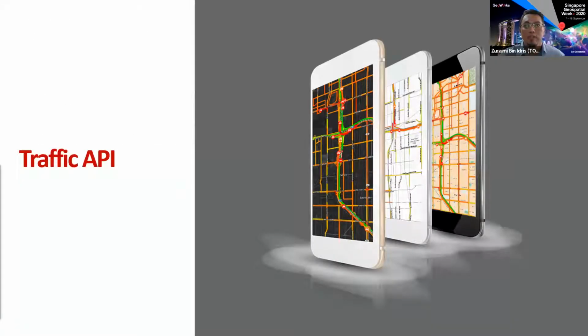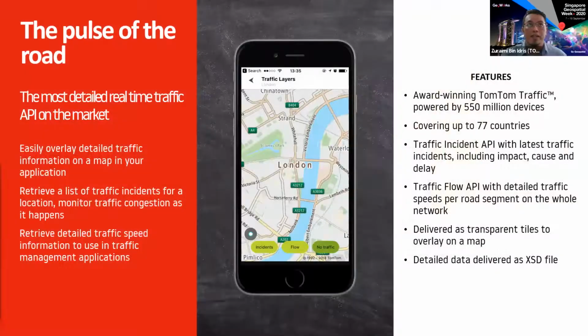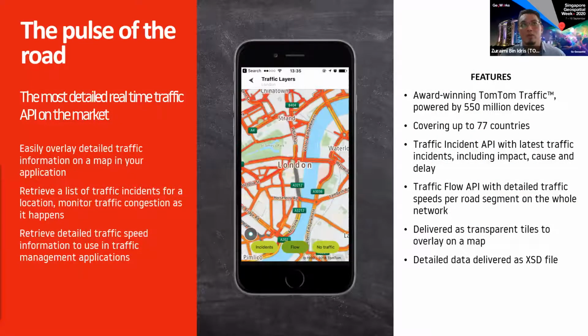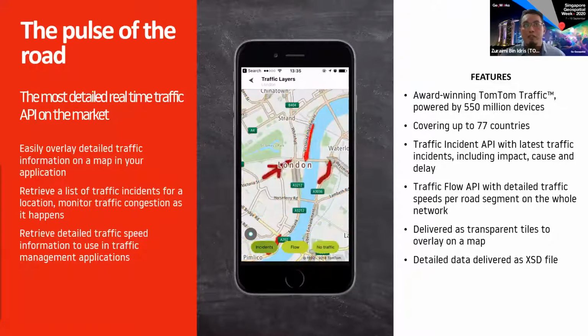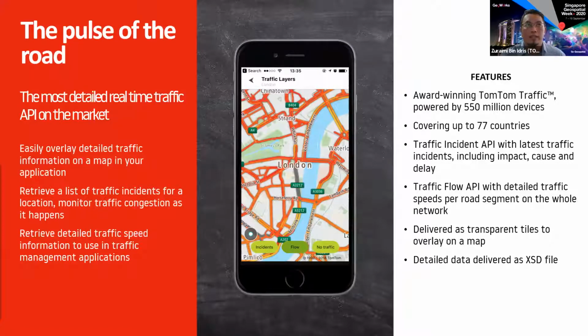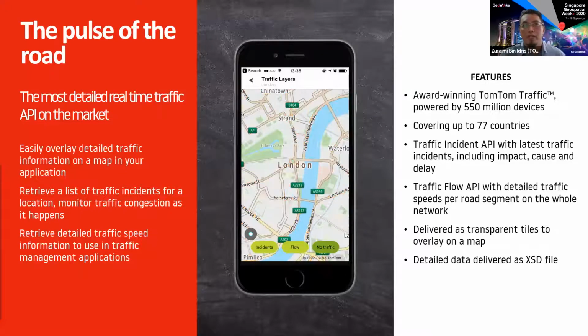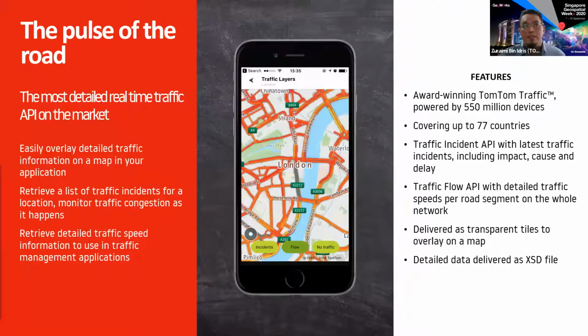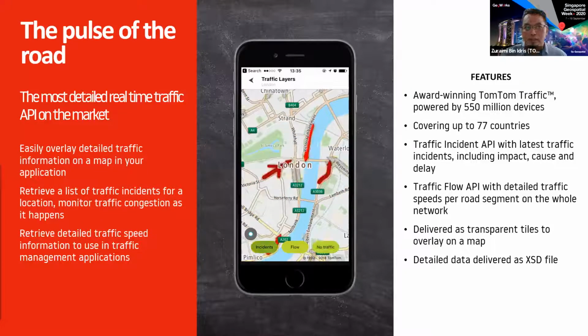Now it goes to Traffic API. Okay, Traffic API is the pulse of the road, the most detailed real-time traffic API on the market. It can easily overlay detailed traffic information on a map in your application, retrieve a list of traffic incidents for a location, and monitor traffic congestion as it happens. It retrieves detailed traffic speed information to use in traffic management applications.